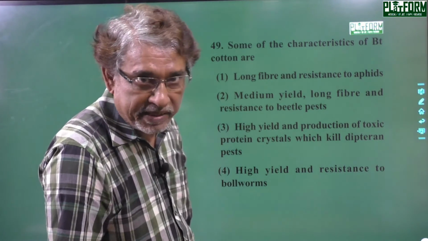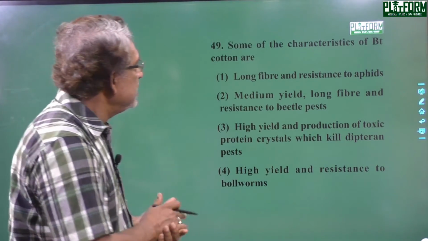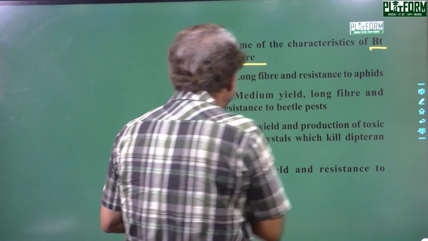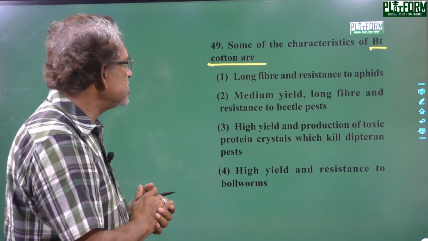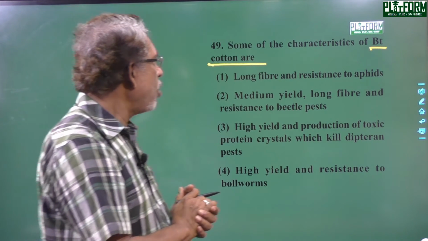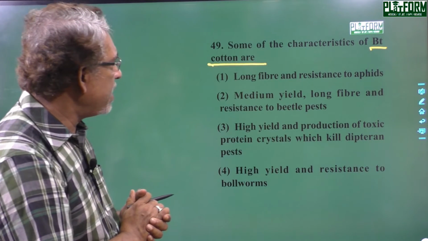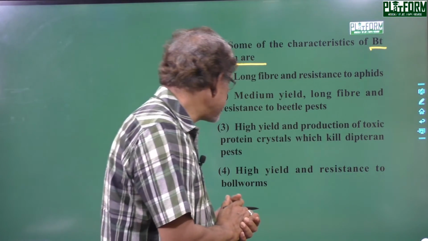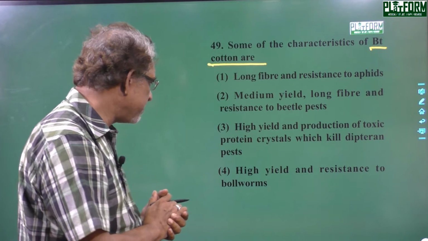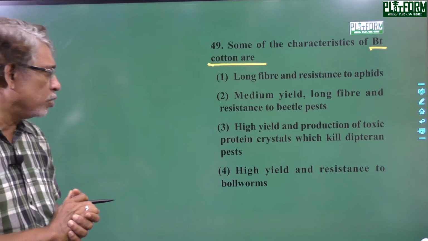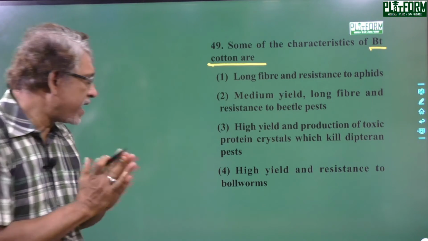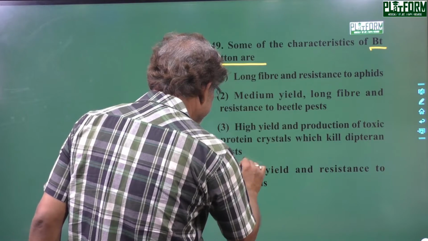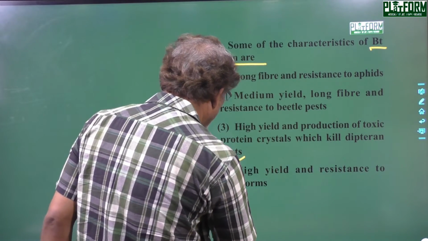Question number 49. Some of the characteristics of BT cotton. Very, very important question. Some of the characteristics of BT cotton are: option 1, long fiber and resistance to aphid; medium yield, long fiber and resistance to beetle pest; high yield and production of toxic protein crystals which kill dipteran pest; high yield and resistance to bollworm. Your answer, very true, is high yield and resistance to bollworm.